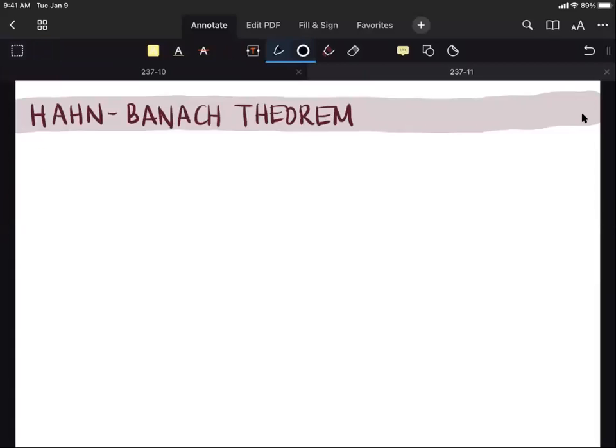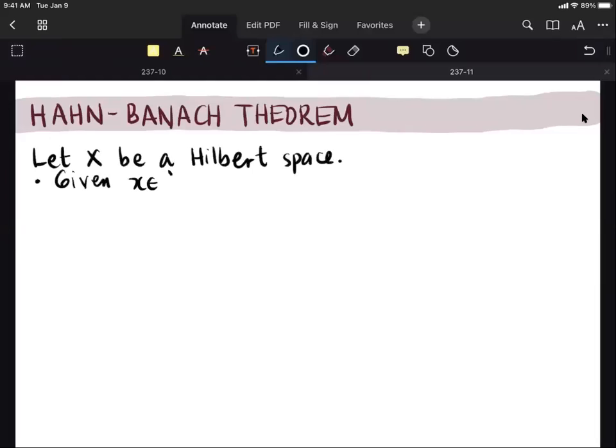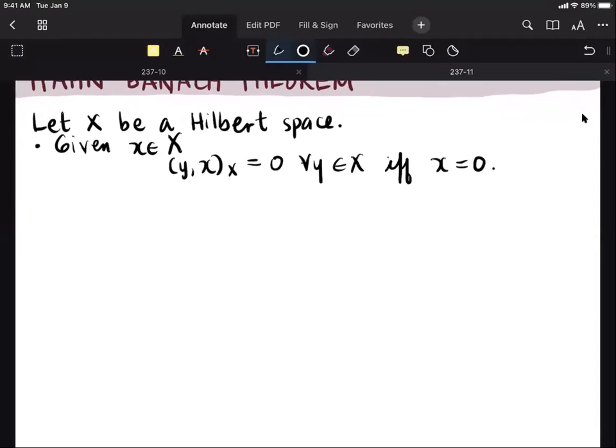So suppose we have a Hilbert space, let's say X. Given an element X in the Hilbert space, the inner product of Y and X is 0 for any Y in X if and only if the given element X is 0. Well, the proof is quite straightforward.